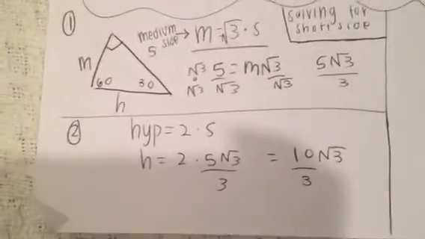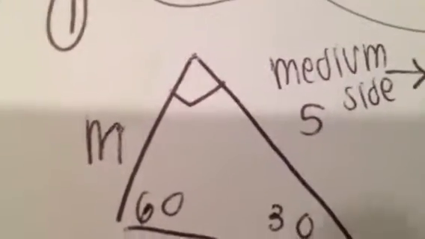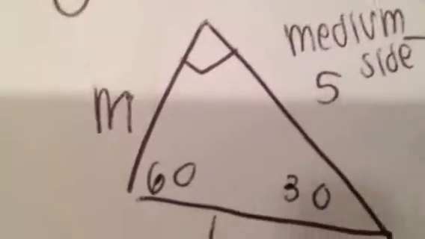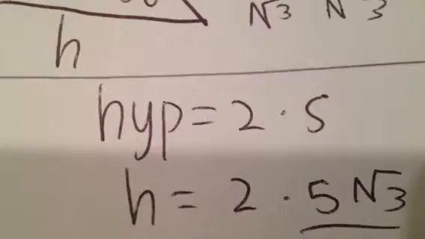And step 2. That was step 1 of this problem, because right now you just found the shorter side. Did you find the hypotenuse? No, just the shorter side. Okay? You always need to find the shorter side to figure out the hypotenuse. We just figured out the shorter side. Alright, so to find the hypotenuse, the formula is hypotenuse equals 2 times the shorter side.